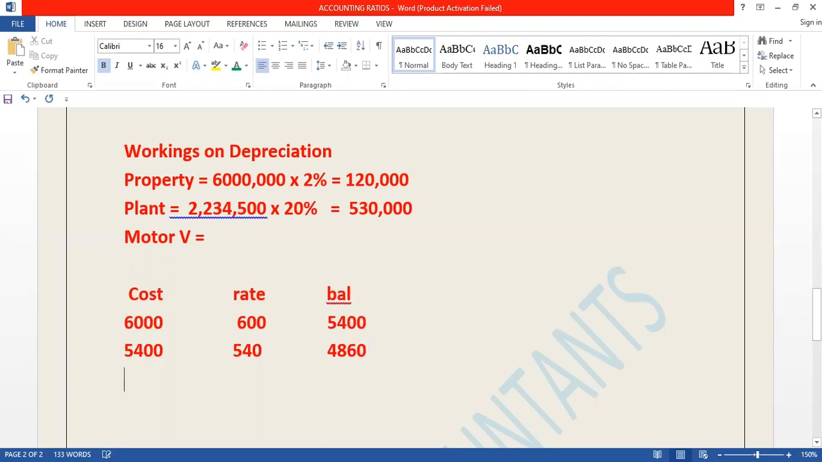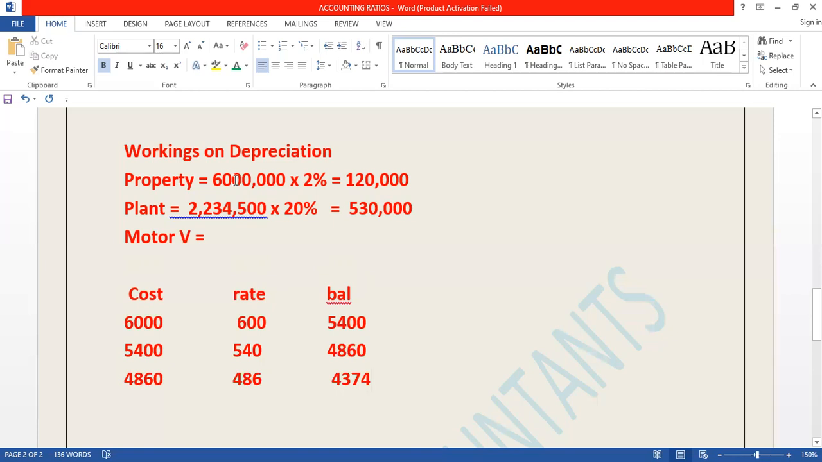You bring 4,860 here again. What is 10% of 4,860? It should be 486. Am I right? Yes. Let's deduct again. What do you get? 4,374. Now, you can see the way we are calculating. That is what we call reducing balance. It's different from the first two we have done, whereby we just apply percentage on that cost of asset. Do you get what I'm saying now?